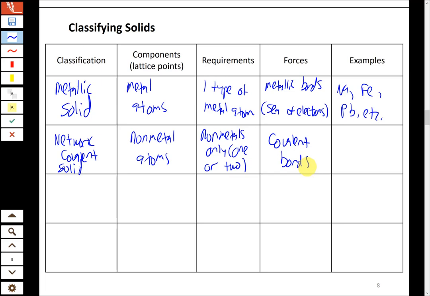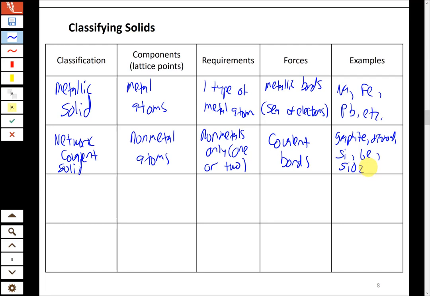And then examples of this we talked about already today would be graphite, diamond, silicon, other semiconductors like germanium, or SiO2, which we talked about as a network covalent compound. So those non-metal and metalloid elements that form these extended structure types would be classified as network covalent solids.